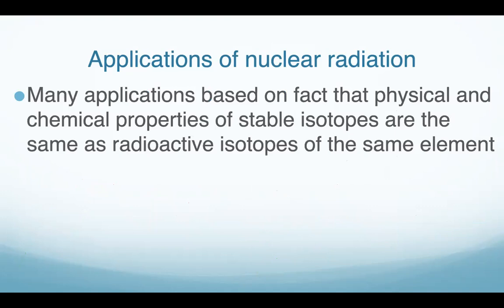Okay, so nuclear radiation has many applications based on the fact that the physical and chemical properties of stable isotopes are the same as radioactive isotopes of the same element. So there's going to be three major categories of applications that we're going to look at, and I'll go through some examples. The first one is in radioactive dating.